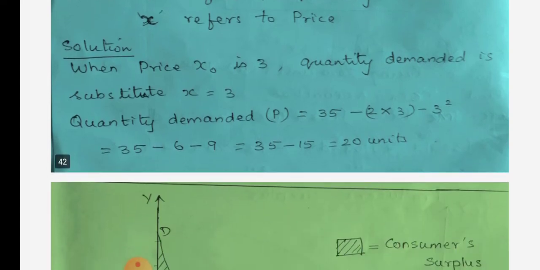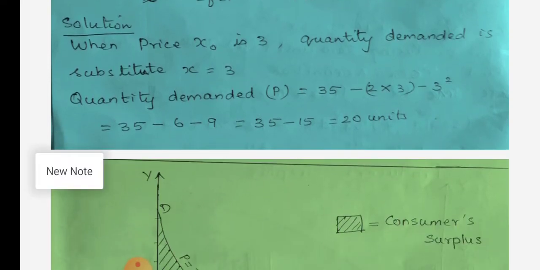Now, how to find it, go with the solution. Here price is given to be 3, and you can find the quantity that is demanded when the price is 3. When you substitute x is equal to 3 in the quantity demanded equation, we get P, that is quantity demanded, equal to 35 minus 2x. Instead of x, you need to take 3. So 2 into 3 minus x square; instead of x, you need to write 3. So it will be 35 minus 2 into 3 minus 3 square.